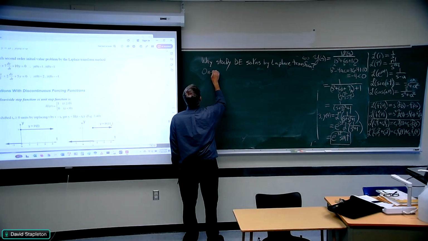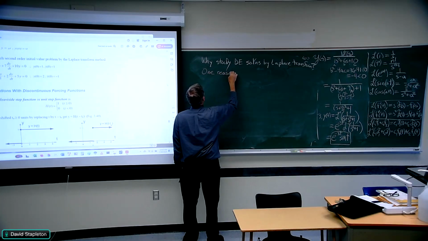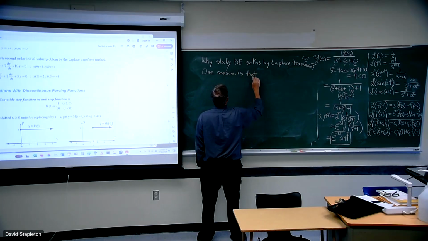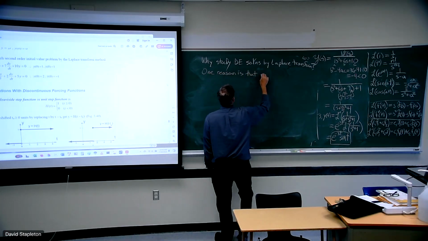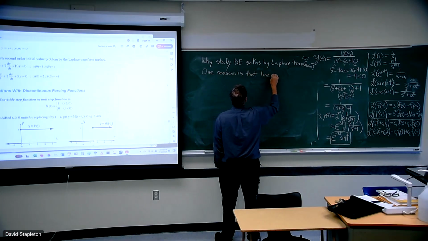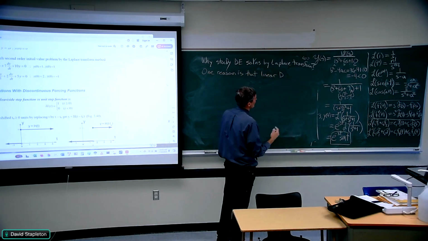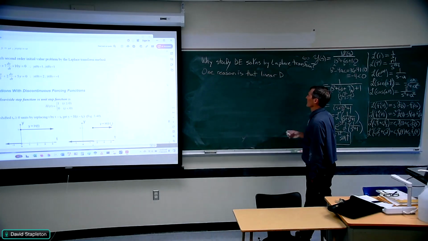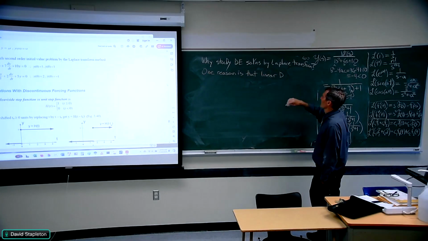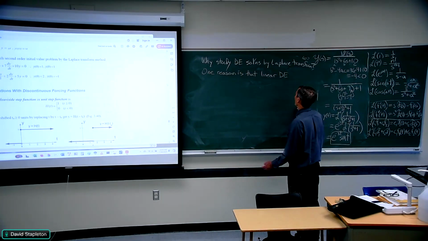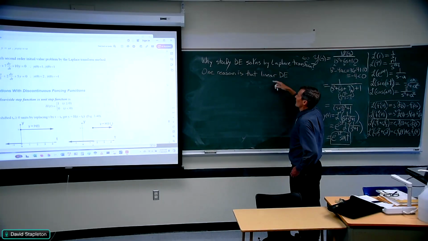One reason is that for linear equations, linear DEs, and by the way, this applies to higher order differential equations. We're only doing second order because it brings in all the interesting things you need to see, but this works for higher order equations too. You've got higher order polynomials in the denominator, and you have to factor them and use partial fractions that are longer.